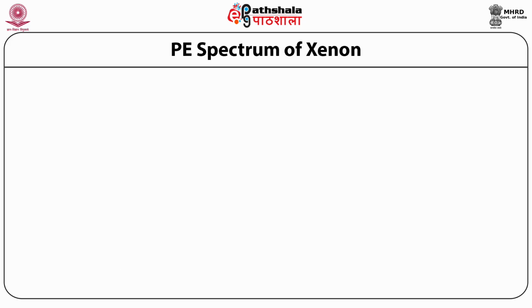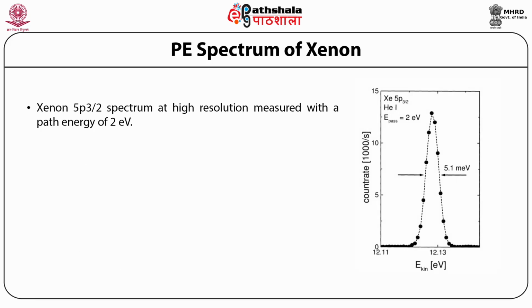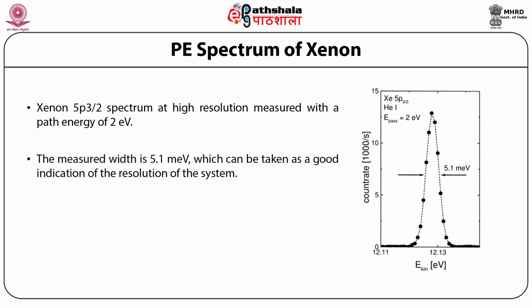Goes on to elaborate the photoelectron spectrum of xenon. The xenon 5p3/2 spectrum at high resolution is measured with a pass energy of 2 electron volt. This has been shown in the diagram alongside this writing in this slide. The measured width is 5.1 milli-electron volt, which can be taken as a good indication of the resolution of the system.